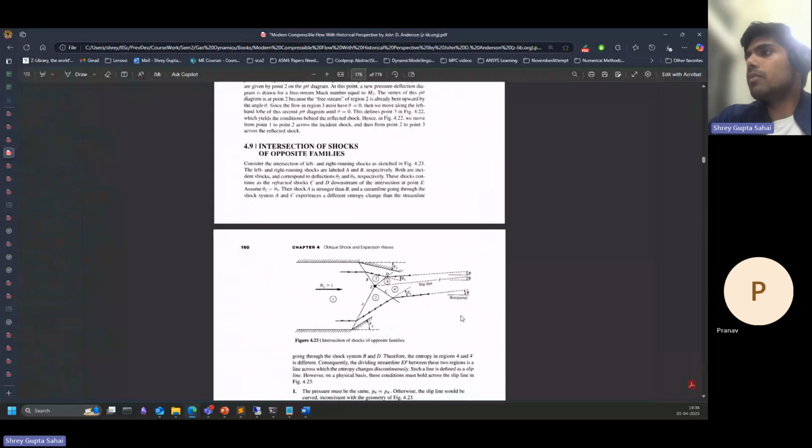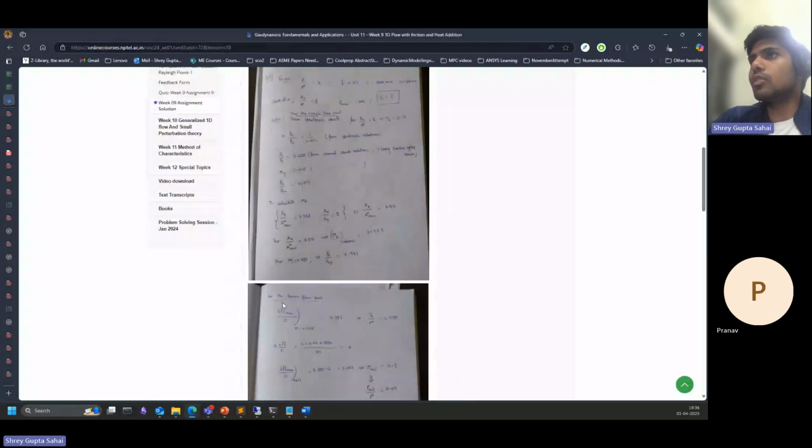So maybe in this problem, we have to consider a situation where two shocks coincide, and then you have to solve for the angle of the second shock. That also you need to consider if we do it properly.